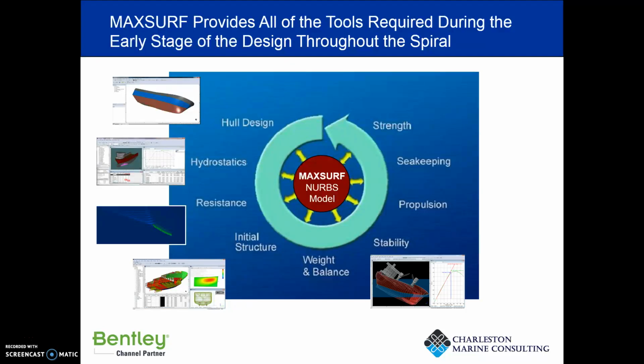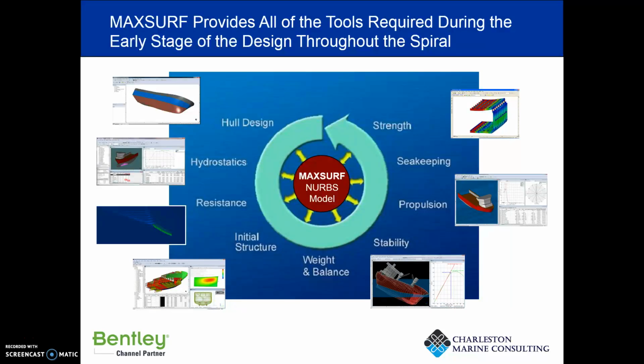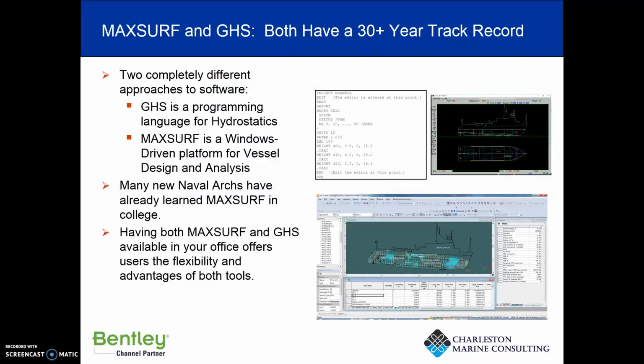All within the same integrated platform, MAXSURF enables a naval architect to get answers very quickly with instant graphical feedback using a 3D NURB surface model of the hull for highly accurate results. Both MAXSURF and GHS have a well-proven track record that spans over 30 years. However, the two systems are fundamentally different in terms of what they are designed to do and user interaction.